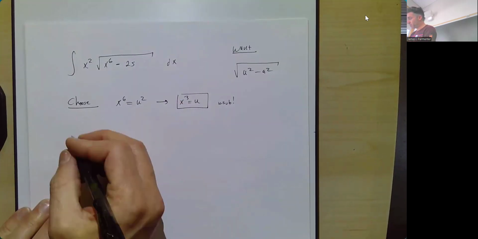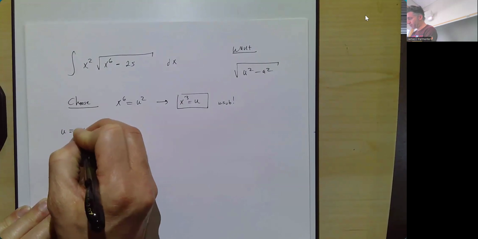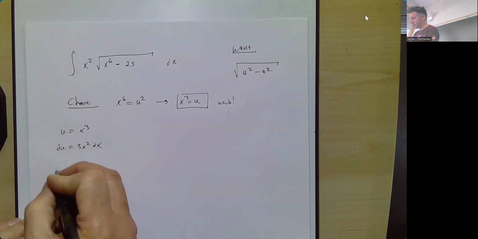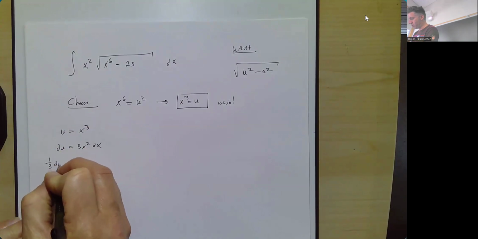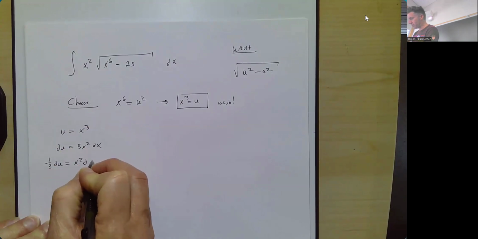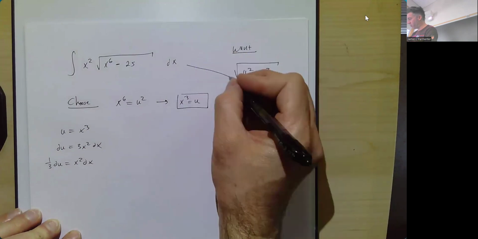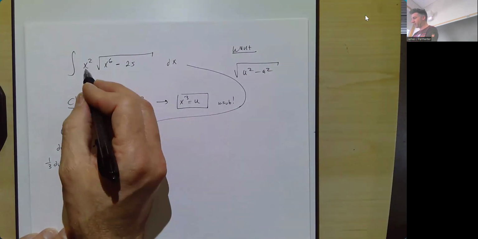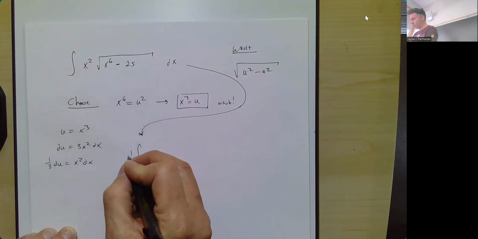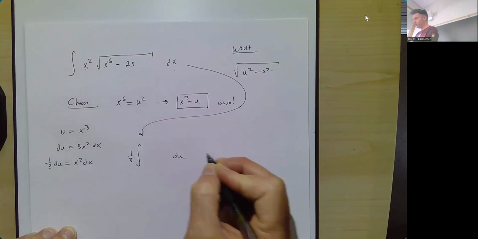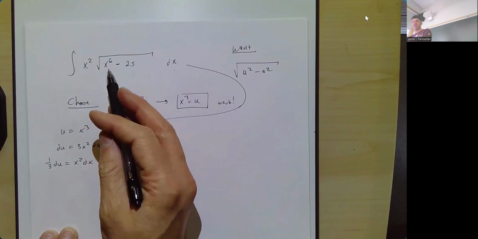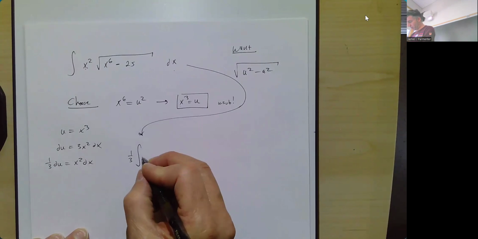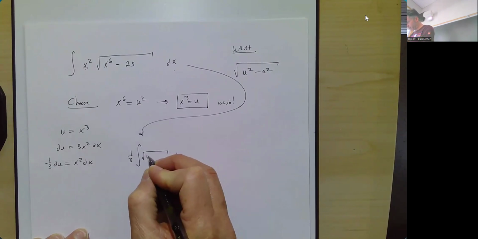So let's do it. We choose u equal to x cubed. Our du is 3x squared dx. 1/3 du is equal to x squared dx. And then we're going to rewrite our integral as the integral of, so the x squared times dx gets to be the 1/3 du, and the square root of x to the 6 minus 25 is going to be the square root of x cubed squared, or u squared, minus 25.